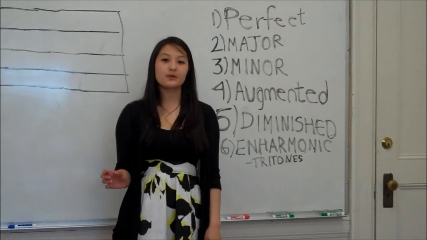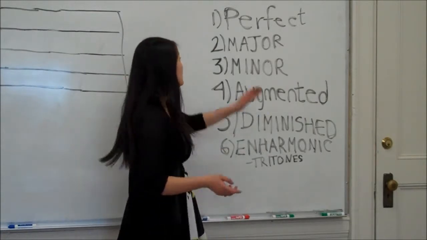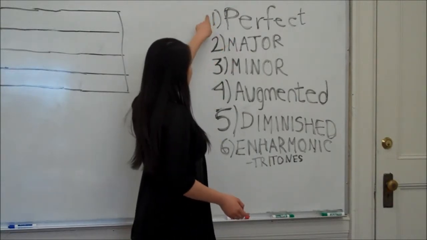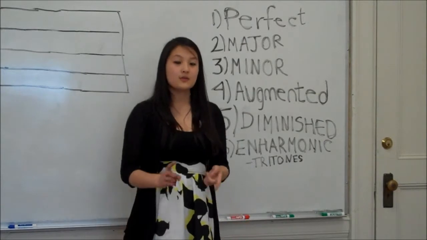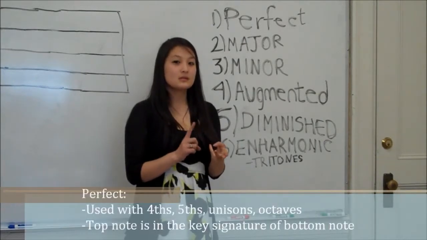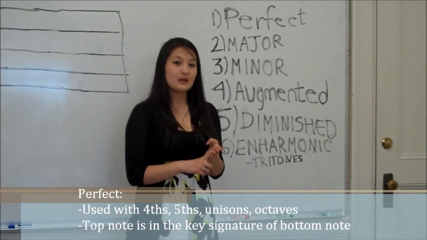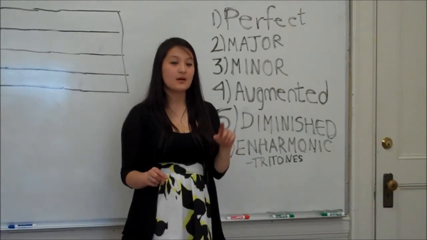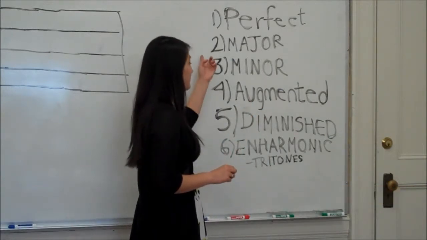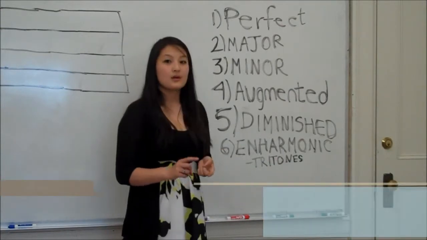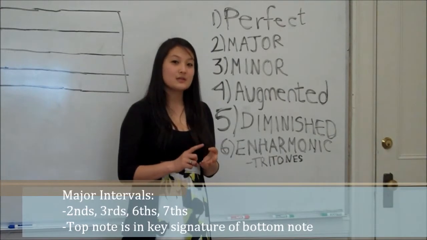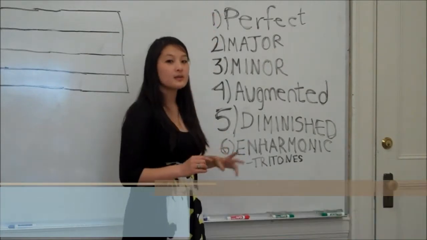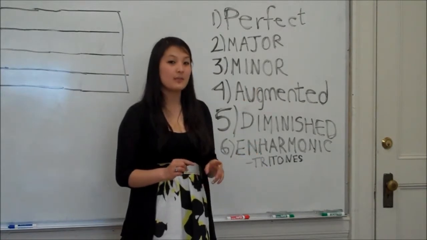Now before I have a couple example problems for you to try, I'm going to go briefly through all the topics we've gone through today, just so you can refresh your memory. First, we have the perfect intervals, which are used with unisons, fourths, fifths, and octaves. And this is when the top note is in the key signature of the bottom note. Second, we have the major intervals, which is used with seconds, thirds, sixths, and sevenths. And this is when, just like in the perfect, the top note is still in the key signature of the bottom note.